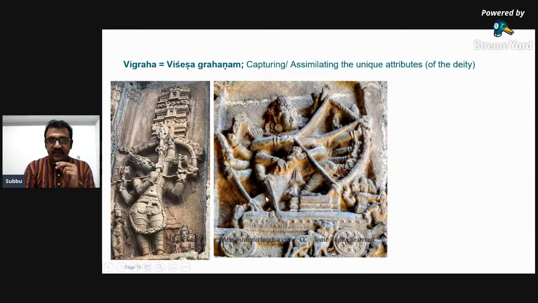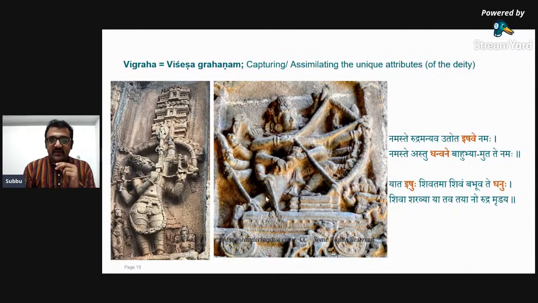with these as the primary weapons. In the Rudram also we chant on Rudra, on Shiva: Namaste Rudramanyava Utota Ishave Namaha, Namaste Astu Dhanvane Bahubhyam Utate Namaha, Ya Ishuhu Shivatama Shivam Babhuva Te Dhanuhu, Shiva Sharavya Ya Tava Tayano Rudra Mrudaya. So may your bow be auspicious to us, be pleasing to us. May your arrows be pleasing to us. That means may you not kill us with your bow and arrow. So Shiva is clearly represented with the bow and arrow in the Vedic references. This is the attribute that gets transformed into Rama when we speak about the Rama Avatara.